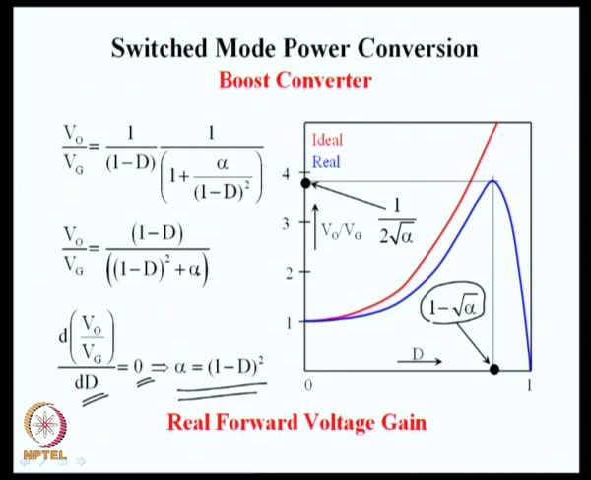Alpha is the ratio of RL to R, and the maximum gain occurs when the duty ratio is 1 minus root alpha, and that maximum gain is 1 by 2 root alpha. This will be the maximum gain, and it will not be infinity. It will be something which is less than 4 or 5 or something, depending on what is 1 minus root alpha.